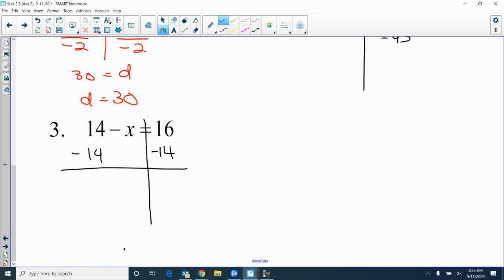All right, Connor, tell me what to write now. It's going to be -x equals 2. Good. -x equals 2 for that one. All right, so last step. Okay, Grant? Divide both sides by -1. Good. You have to do this. And then that basically flips the answer. So instead of +2, it's -2.